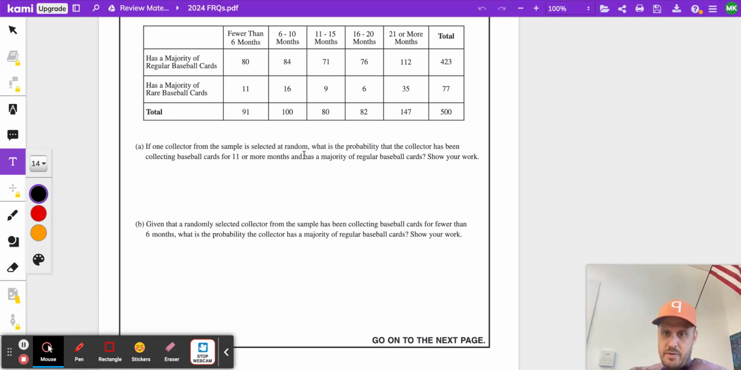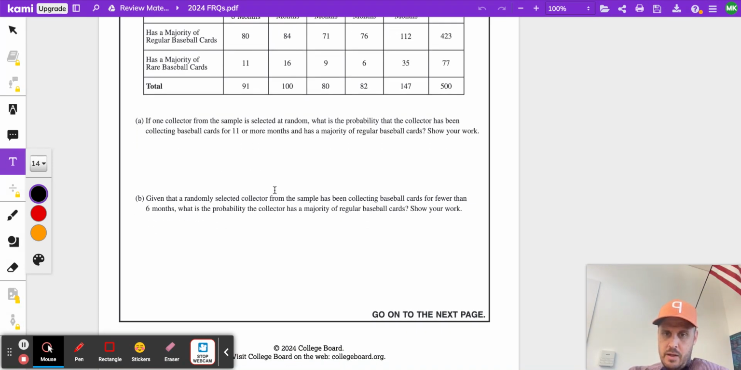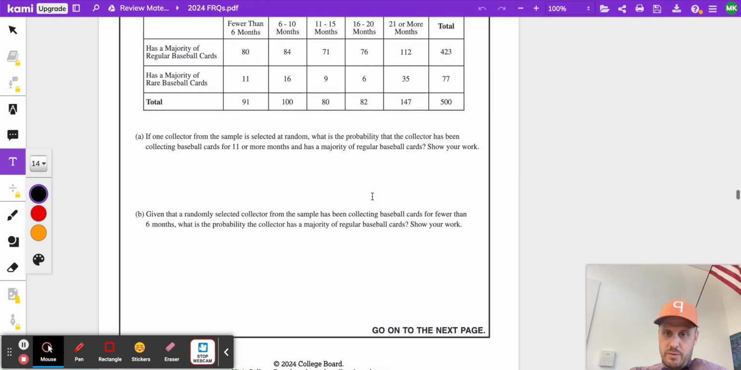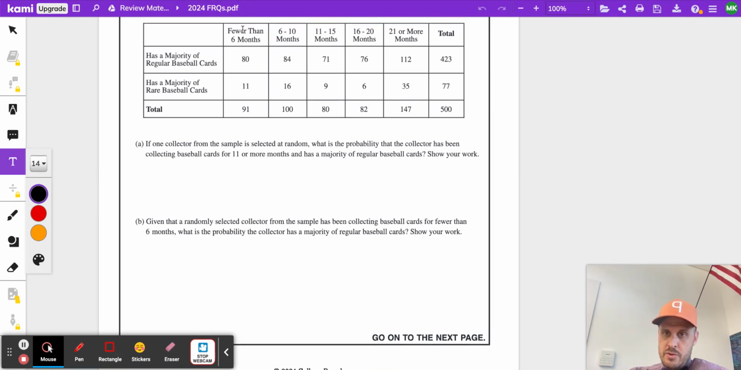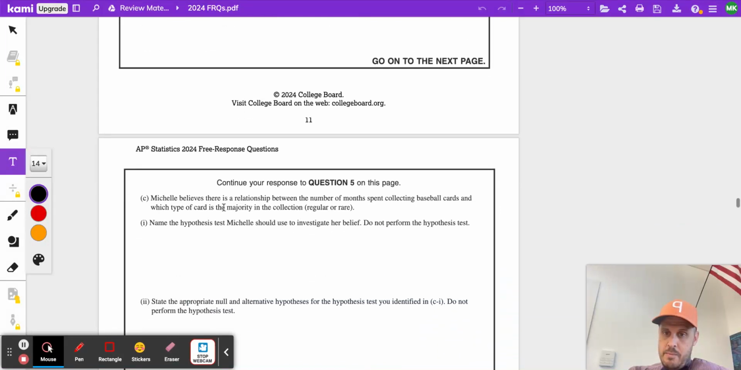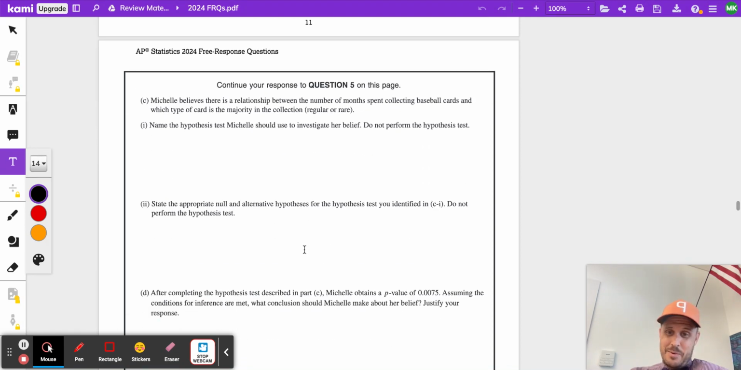So it's right there. Given that a randomly selected collector from this sample has been collecting cards for fewer than 6 months, so given that they're in this column, so it's going to be out of 91, what's the probability that the collector has a majority of regular? 80 out of 91, okay? And then Michelle believes there's a relationship between number of months and which type of card. Name the hypothesis test. I already did that. Chi-square test for independence. State the null and alternative.